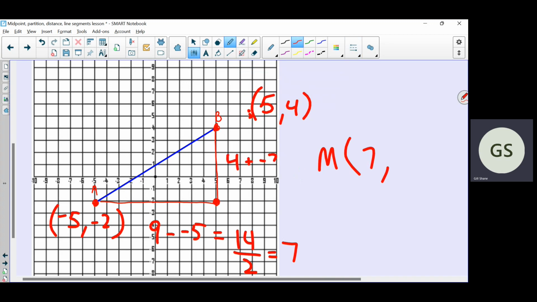4 plus -2 divided by 2 gives me +2 divided by +2. So I'm going to shorten the math up and just put the answer. That means that is my y coordinate.